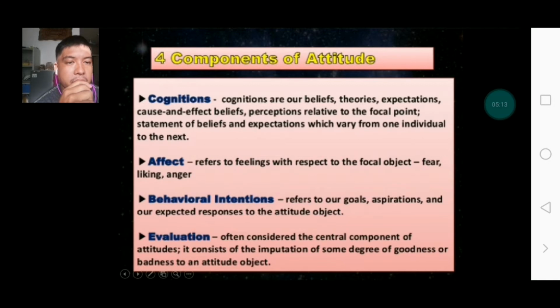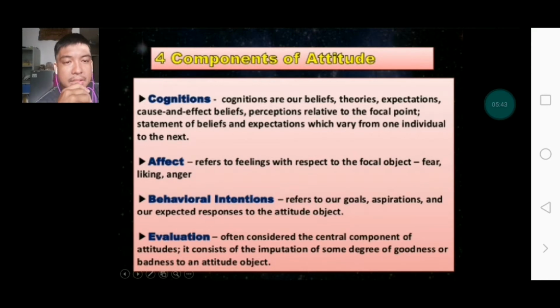So next is affect. It refers to feelings with respect to the focal object: fear, liking, anger. So this particular component of attitude, affect, is talking about the feelings. We all know that feelings really can affect our lives, also in learning.